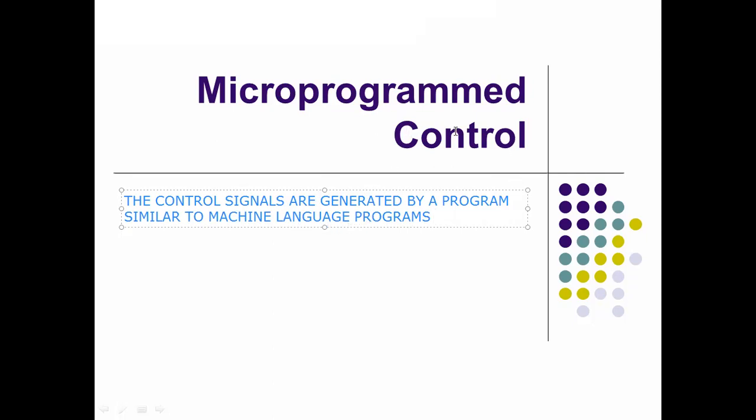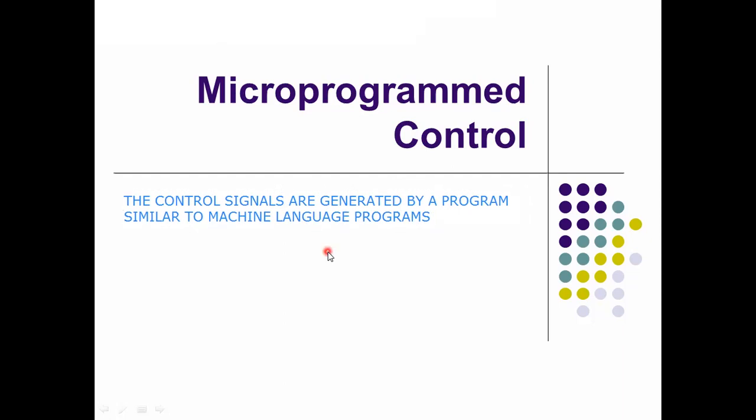So here we discussed the control signals. In the hardwired control unit also we generate control signals, and like that, in this microprogrammed control unit also we generate control signals. They are generated by a program like machine language programs. This is called the microprogrammed control unit.